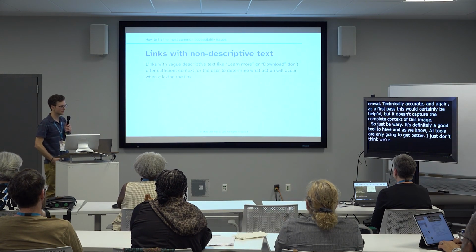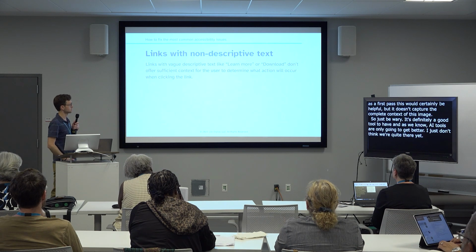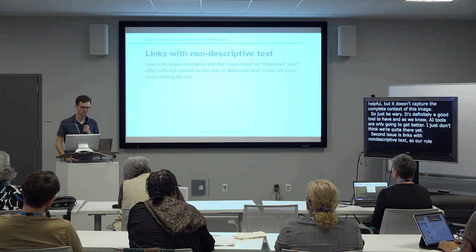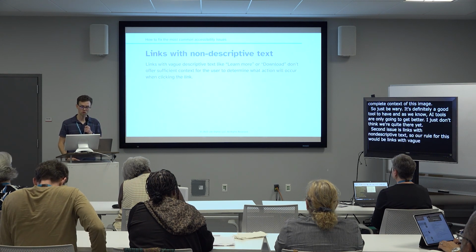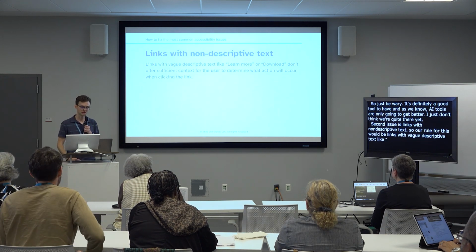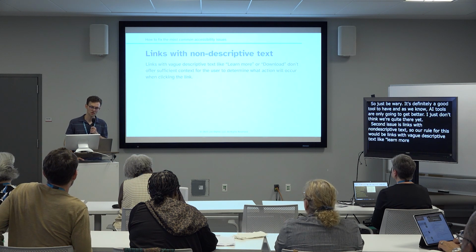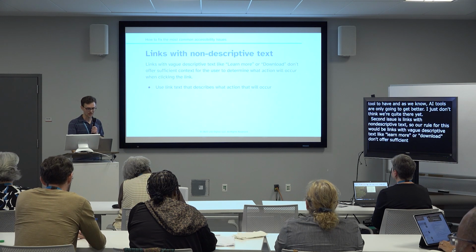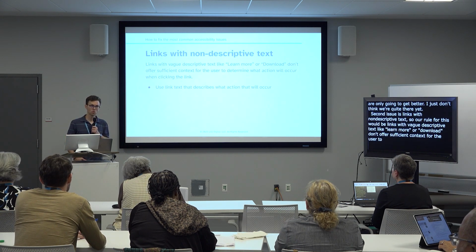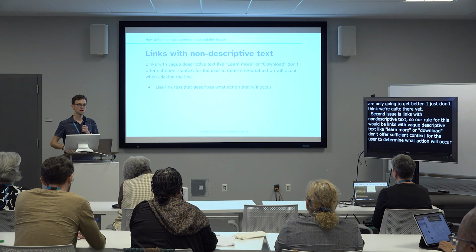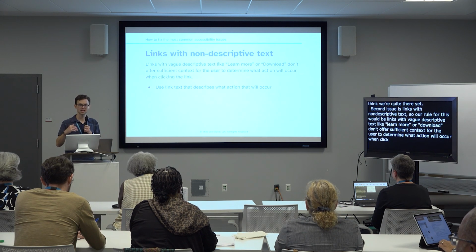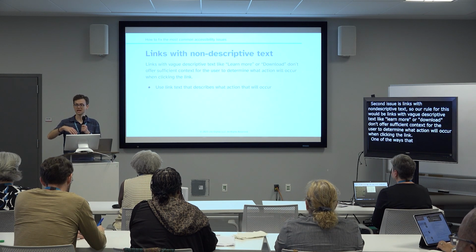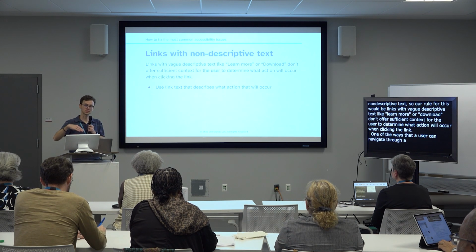Second issue is links with non-descriptive text. So our rule for this would be links with vague descriptive text like "learn more" or "download" don't offer sufficient context for the user to determine what action will occur when clicking the link. One of the ways that screen readers allow the user to navigate through a page quickly is by links. So it will strip a lot of the other content out of the page and allow the user just to see a list of links.